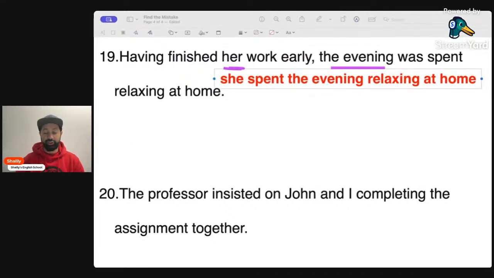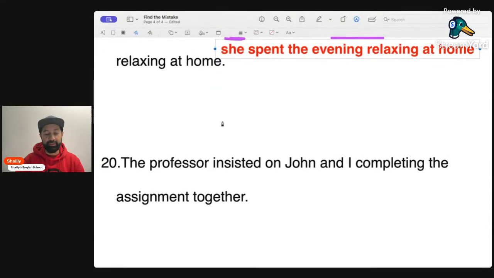All right. She spent the evening relaxing at home. Okay, having finished her work early, she spent the evening relaxing at home. If we don't put the subject she, it's very unclear who is doing the action. Evening cannot relax, right? Who can relax? It's the person. So she spent the evening relaxing at home. All right, so that was a tricky one. Number 20 is also tricky.